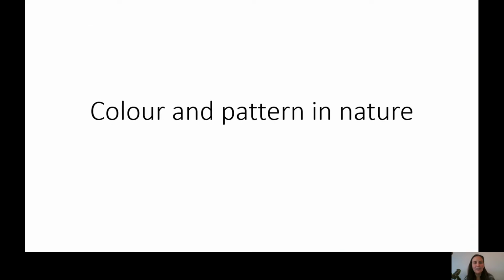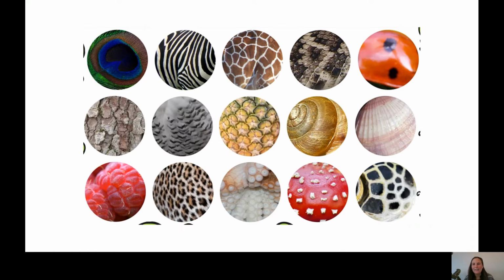So, just to kick us off, there are quite a few patterns on your screen. I'm going to give you a minute, either thinking in your head, jotting it down on a piece of paper if you've got one, or if you're working with somebody in the room with you, have a quick chat. Can you identify any of these patterns from nature? Just to give you a little clue, there are some plants and some animals in there. I'm going to give you a minute. Off you go now.